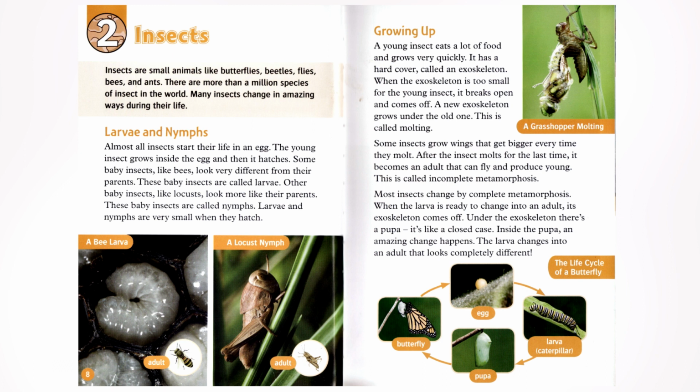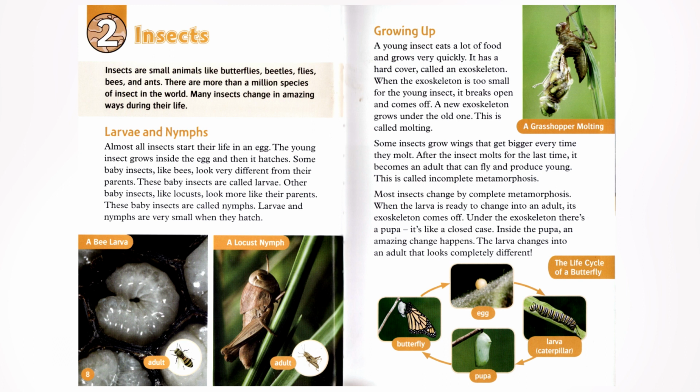Chapter 2. Insects. Insects are small animals like butterflies, beetles, flies, bees, and ants. There are more than 1 million species of insect in the world. Many insects change in amazing ways during their life.